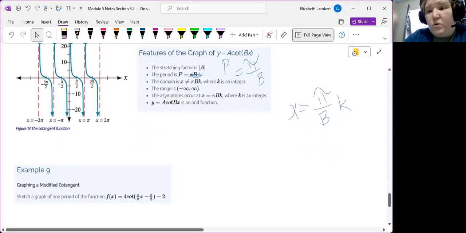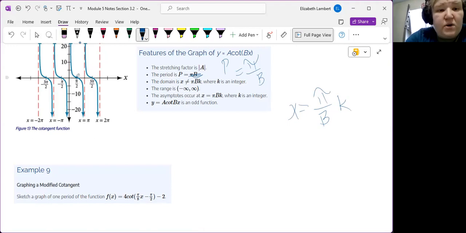Now we can also horizontally and vertically shift this guy around, but our focus is going to be on where the asymptote goes, and then where that pi over 2 point goes, and then the halfway between will go up to 1. Just like on tangent, the halfway between goes to 1, it's just that on this one, they'll be backwards.